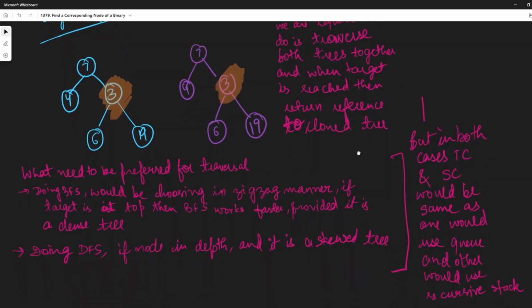So another thing is what we should prefer for the traversal, because traversal of a tree could be done by BFS or DFS, by any method. Here also any method could be preferred, because the space complexity and time complexity for both of them would be the same. Because if we are doing BFS, we would be going level by level, and if the target is at the top only, means if it is in the right hand subtree and on the top side, right?